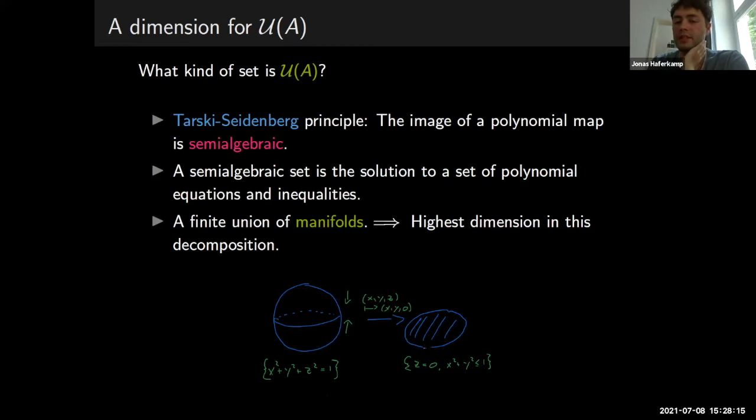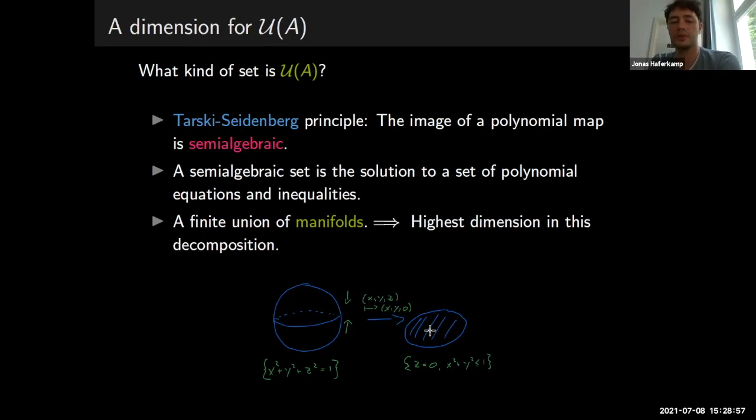And now the new set is a disk with boundary. And you see immediately that it's not a manifold anymore because it has this one-dimensional boundary. But on the other hand, it can again be described by a set of polynomial equations and polynomial inequalities. So in fact, here we have z equals 0 and the disk inequality, namely that x squared plus y squared is smaller than 1. And you immediately see that it can be decomposed into a finite union of manifolds, namely the disk without the boundary and the boundary. The boundary being one-dimensional and the disk being two-dimensional. And then we can say, okay, the dimension of this set is going to be two.